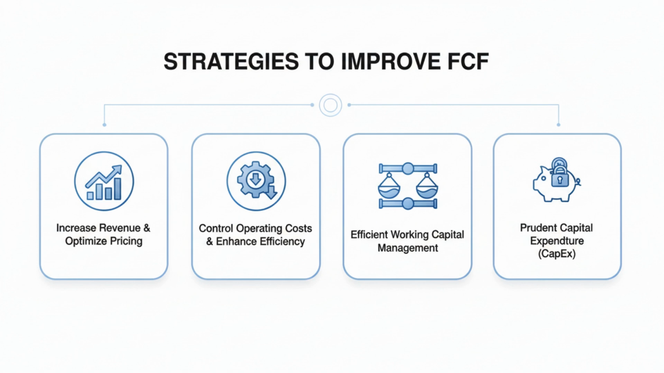Effective working capital management is another crucial lever. Optimizing inventory levels, accelerating accounts receivable collection, and strategically managing accounts payable can free up substantial cash. Finally, prudent capital expenditure, Capex, is essential. While necessary for growth, ensuring that Capex is well planned, justified, and yields a strong return on investment prevents unnecessary cash outflow. By focusing on these areas, companies can build a robust FCF stream.